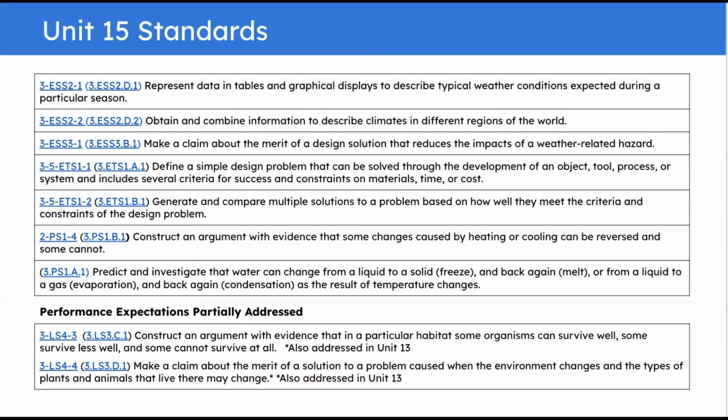This unit covers several third grade Earth Science standards about weather conditions, climate regions, and designing solutions to reduce impacts of weather-related hazards. It also includes several engineering standards. One second grade physical standard covers changes caused by heating and cooling, and two life science standards are partially addressed.